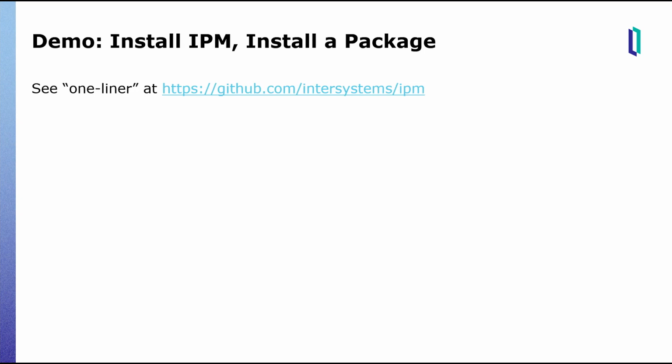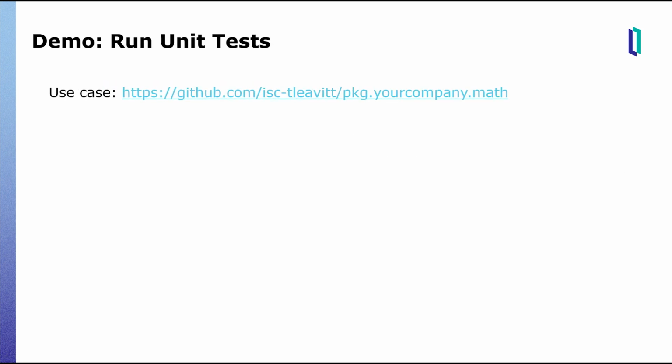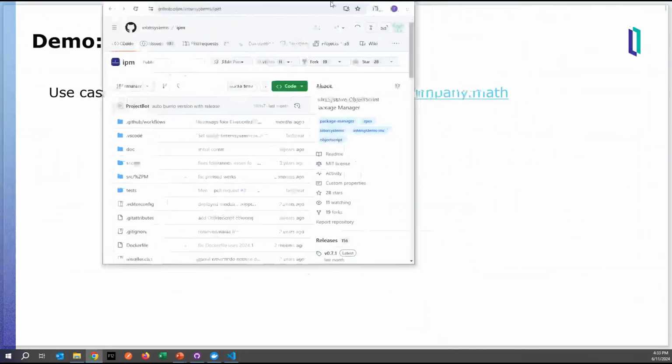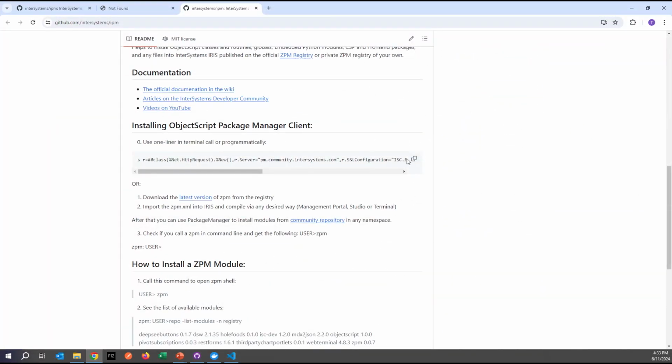First thing you want to do, of course, is install IPM. At our GitHub repo, github.com/intersystems/IPM, there is a convenient one-liner that you can copy if you think that copying code off the internet and running it in your IRIS environment is a good idea. It's just right here as a basic installation step. So in an environment, once you've done that, you'll have access to our community package registry at pm.community.intersystems.com.